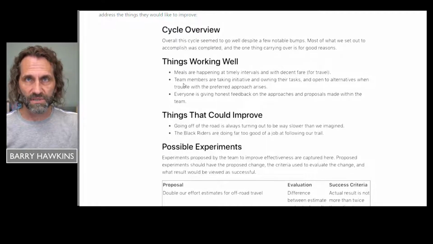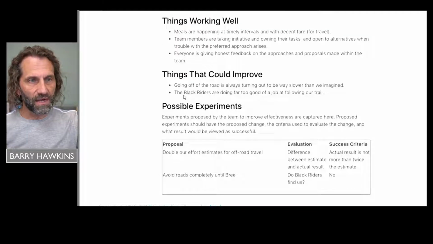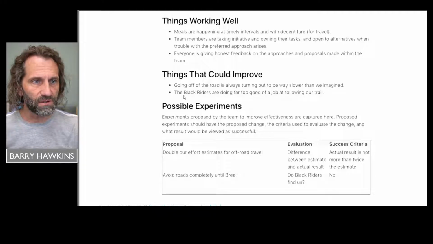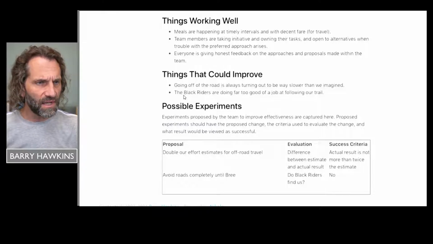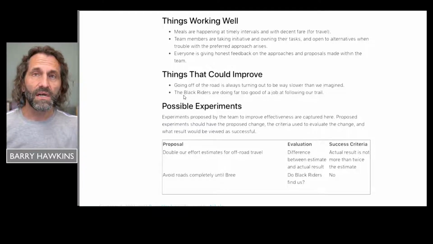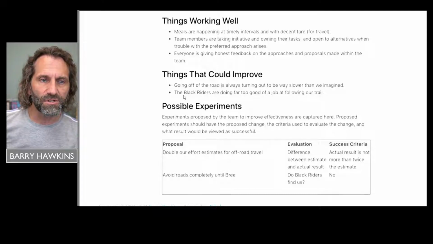And then as we capture those things that could improve, identifying possible experiments. And you can see here this team, they did identify two potential experiments for their next development cycle. The one proposal here, because their estimate of what it was going to take to travel through the old forest debris seemed to be massively off, they're proposing here trying to double our effort estimates for off-road travel.